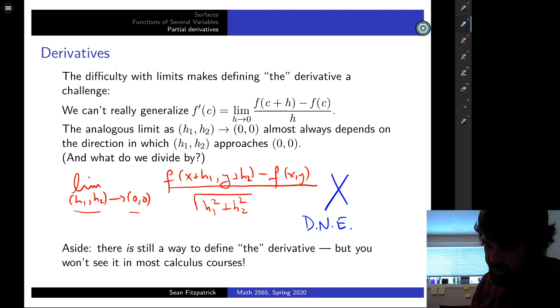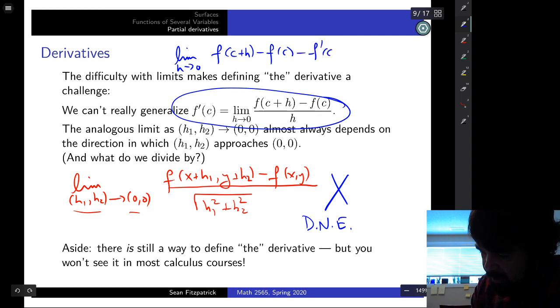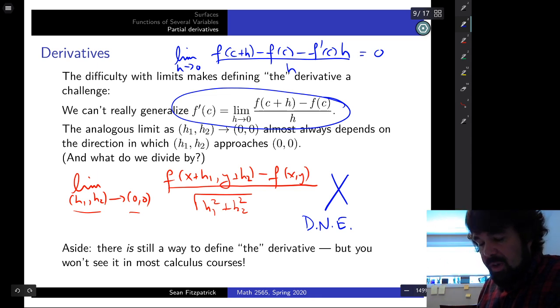In fact, the right way to take this and rewrite it in a form that does translate is to say that this is the same thing as saying the limit as h goes to 0 of f of c plus h minus f of c minus some number that we'll call the derivative times h, over h, is 0. It turns out you can make some progress if you rewrite the limit like that.